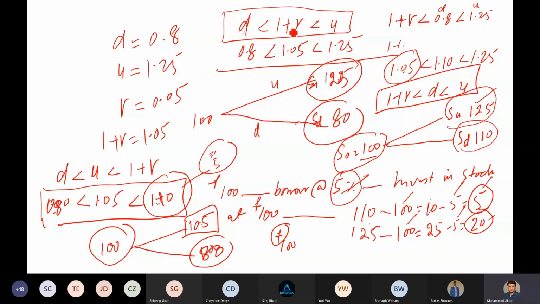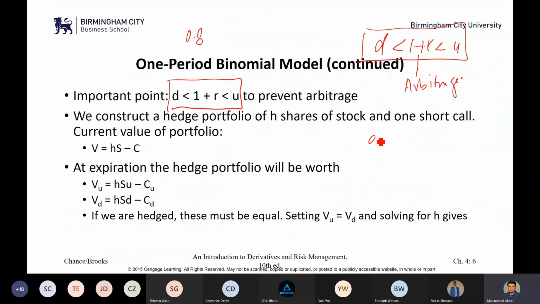D should always be less than 1 plus R, which should be less than U. If this rule is violated in either direction, there will be an arbitrage. So if D is less than U, which is less than 1 plus R, you will short sell the stock and invest in the risk-free bond and earn this much. In both these cases, there will be no chance of you losing money. This will be an arbitrage.